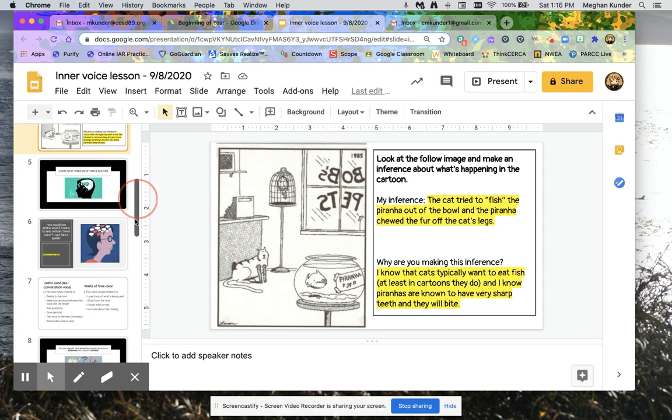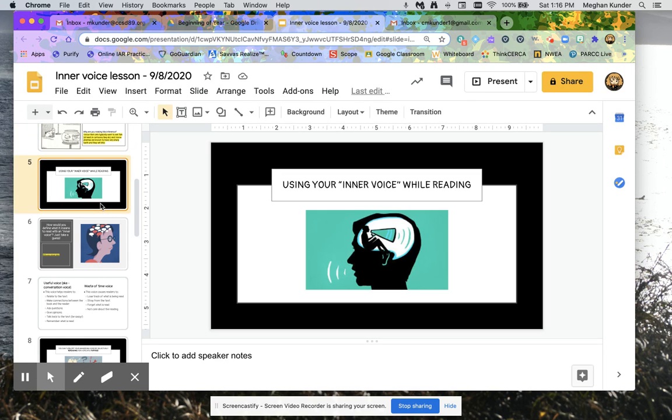So today we're going to be talking about a concept that we're going to be dealing with all year. And you kind of heard me talk about it a little bit last week. It's called inner voice. So using your inner voice while reading. I like this picture because it kind of shows that when we're reading, we have maybe this little person inside of our head that's always telling us, or we're always thinking about something or making connections while reading.